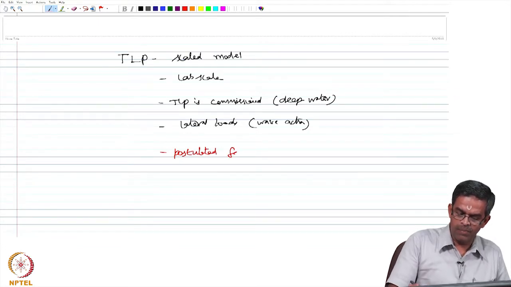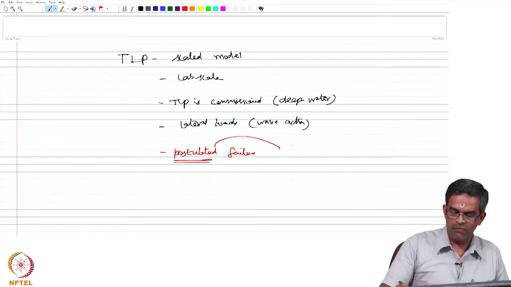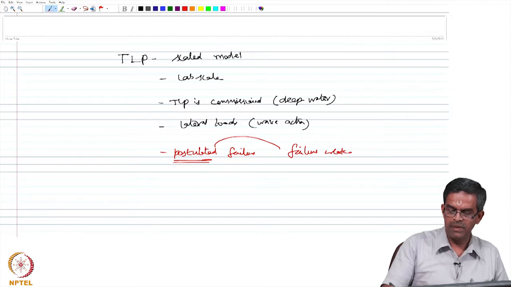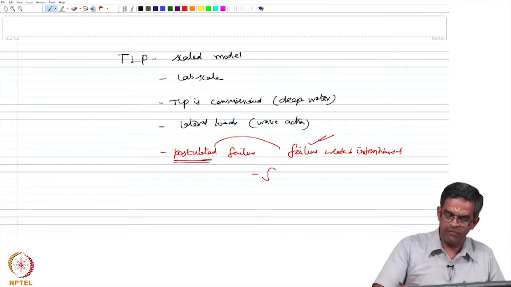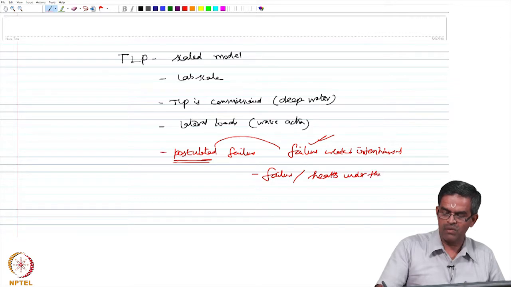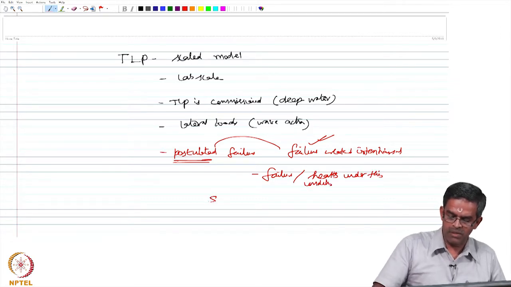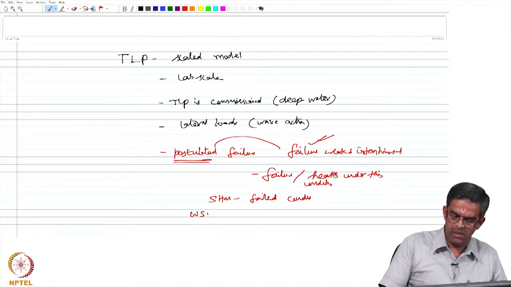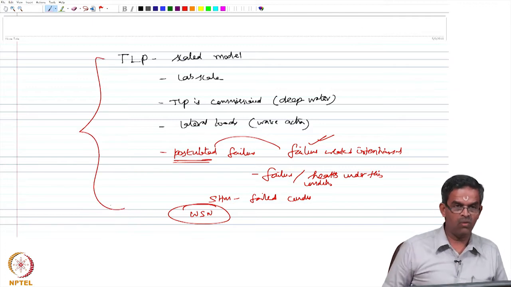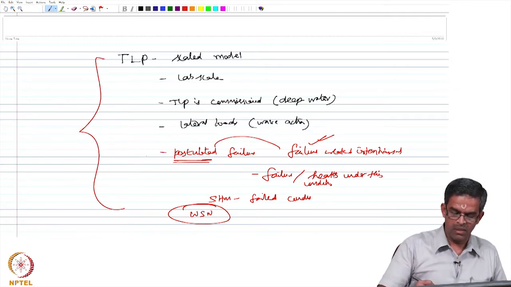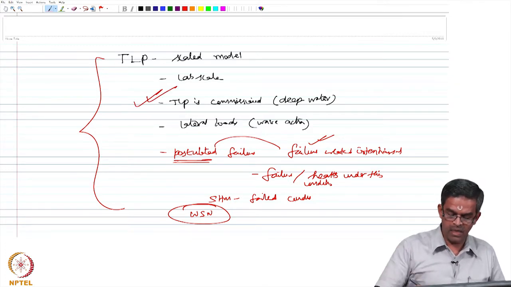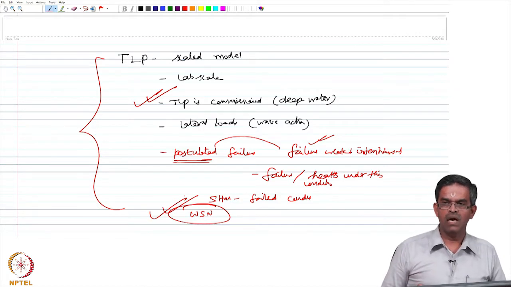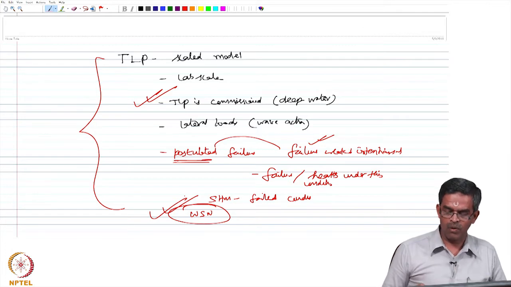What do you understand by a postulated failure? Postulated failure is a failure created intentionally. So, when you create a failure yourself, you know the body has already failed. So, we are now examining the health of the structure under this failure condition. So, that has become structural health monitoring under failed condition using wireless sensor networking. That is the idea we are going to discuss in this lecture, where we are going to talk about the lab scale experiment of TLP, the installation of wireless sensor networking, then the data acquisition, and how we post process the postulated failure data to obtain the health monitoring of the structure.